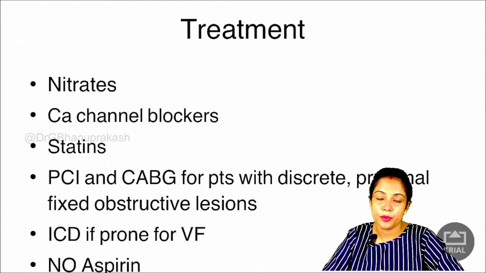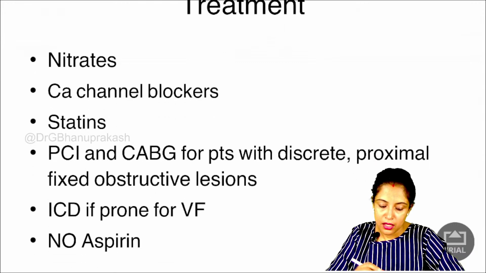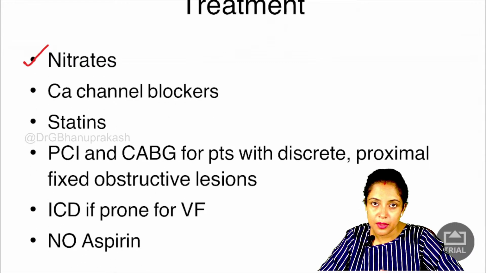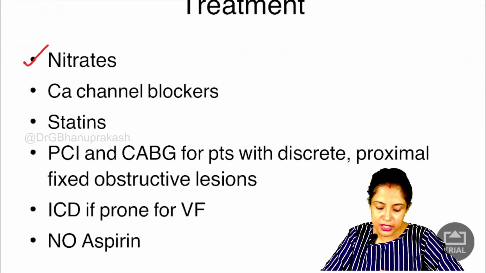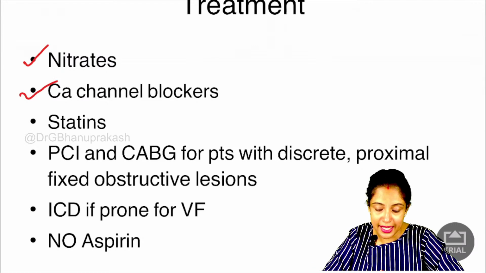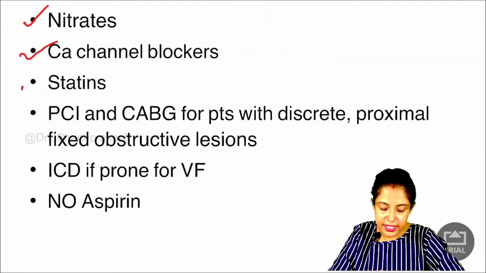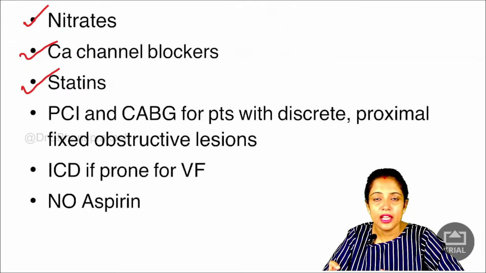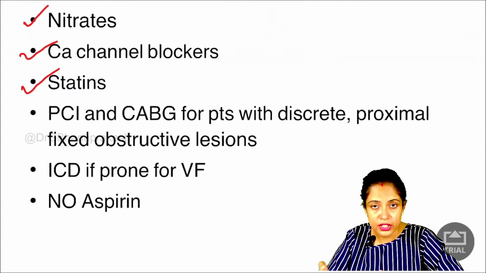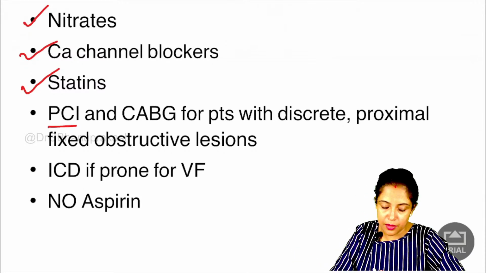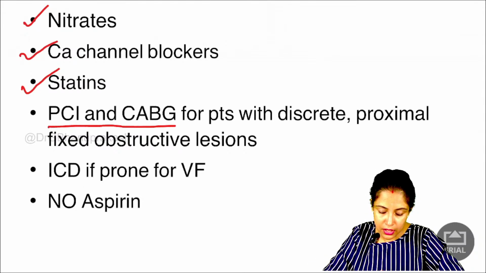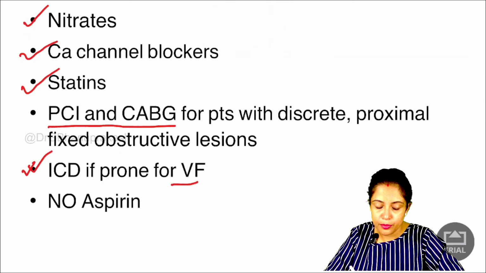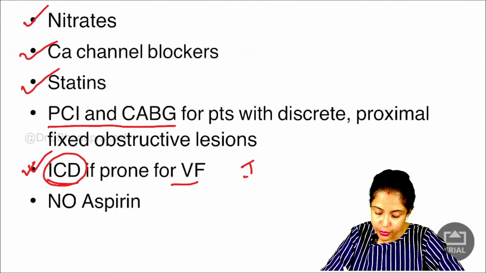How do you manage a case of Prinzmetal angina? Nitrates can be given as an anti-ischemic measure. It is not so helpful, but somewhat. Calcium channel blockers, and in the long-term management, statins are given. If along with the vasospasm the patient has a discrete lesion, a coronary thrombus occluding the coronary lumen, then PCI and CABG will be advised. If the patient is prone to ventricular fibrillation, then an ICD is advised, an implantable cardioverter defibrillator.